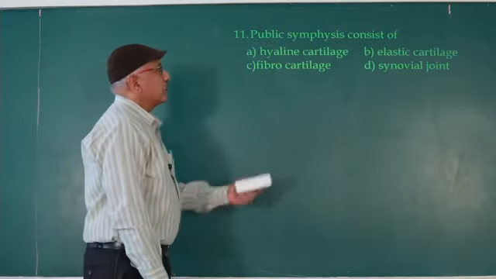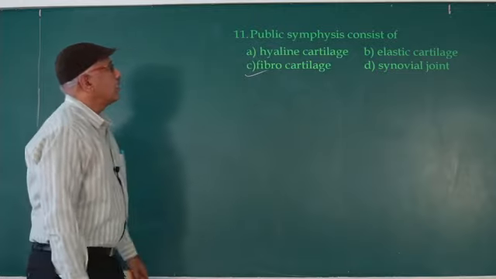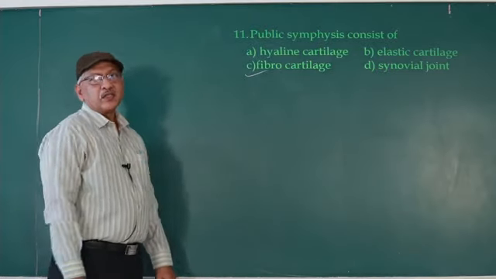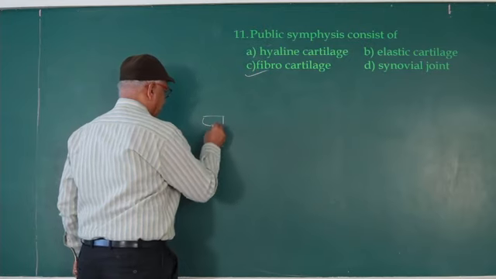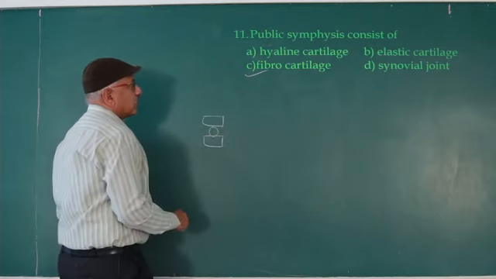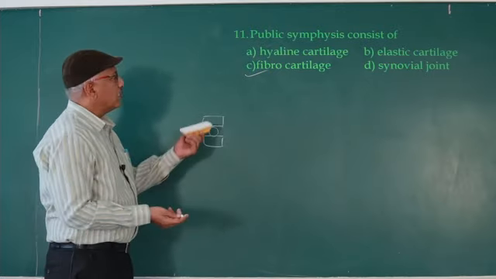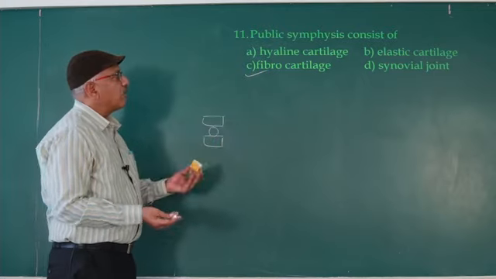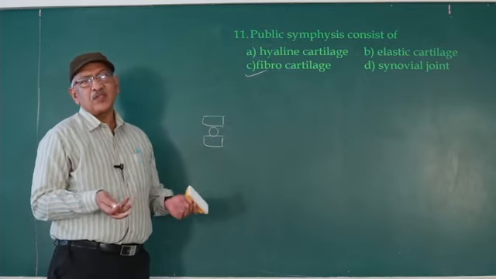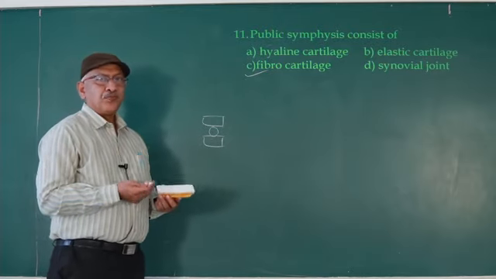Pubic symphysis consists of fibrocartilage or fibrous cartilage, like the intervertebral disc between the two vertebrae. Intervertebral disc is present. Vertebrae are also bones. So one vertebra is joined by another vertebra. What is symphysis? Symphysis means union of similar bones. Pubic symphysis, you already know.